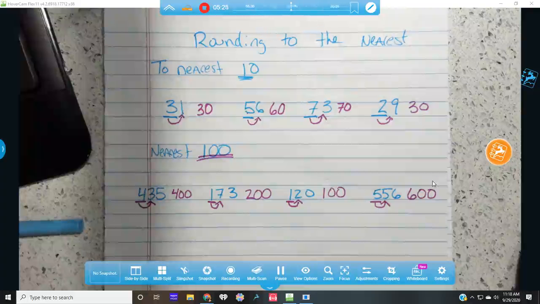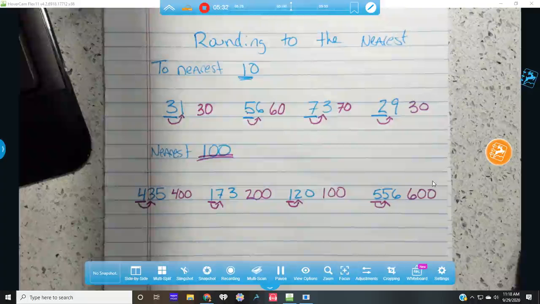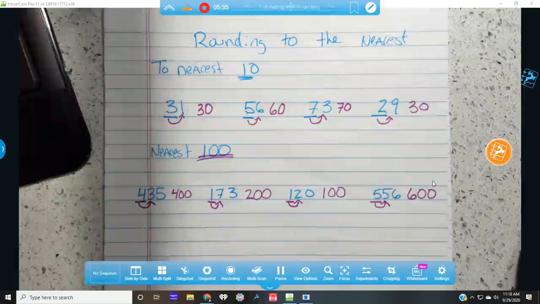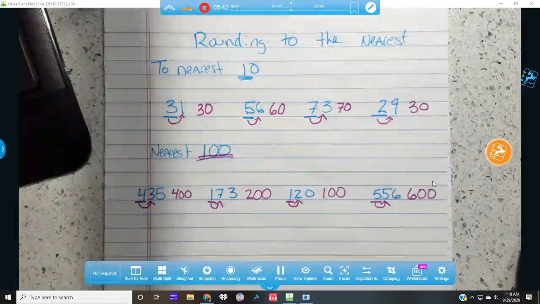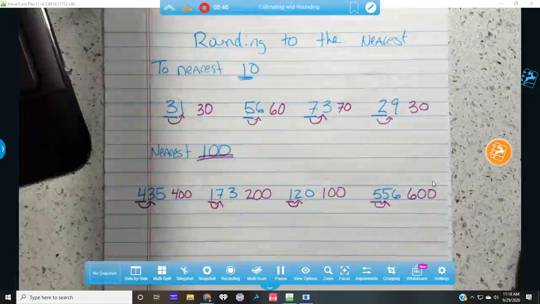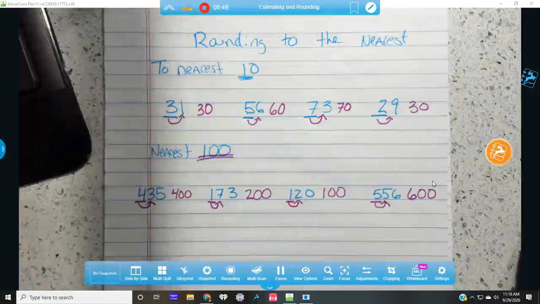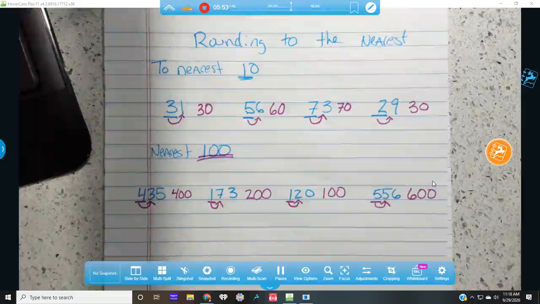Hopefully this will help you a little bit this week with your homework. Remember, if it's 0, 1, 2, 3, or 4, our number stays the same, and we replace every number behind it with zeros. If it is 5, 6, 7, 8, or 9, that number is going to grow by 1, and then we replace the rest with zeros. Okay? I hope this helps, third grade.